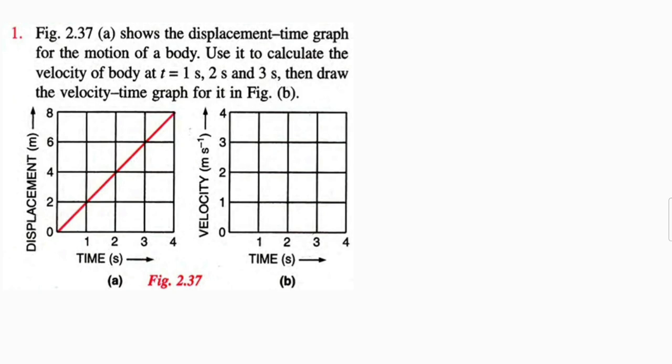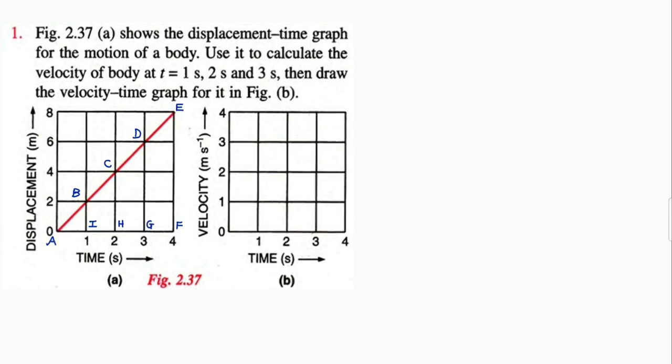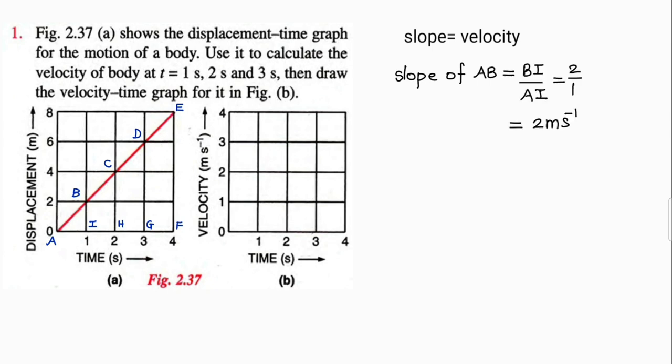This is the first sum given to you. Displacement time graph is given, and using that you have to plot the velocity time graph. So let us see the calculations. Let me mark the points. I have marked the points as A, B, C, D, E. And if I find the slope of AB, I will get the value of velocity in 1 second. Since slope is velocity, let us find the slope of AB. Slope of AB will be BI upon AI, that is 2 by 1. Hence the answer is 2 meters per second. So after 1 second, the velocity is 2 meters per second.